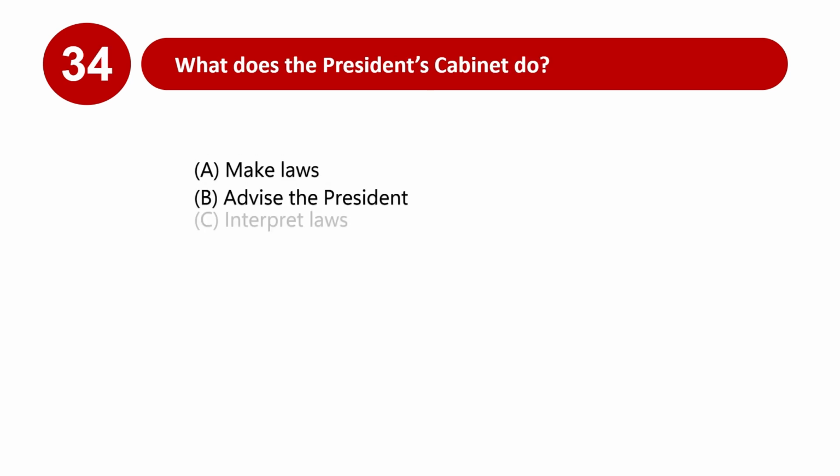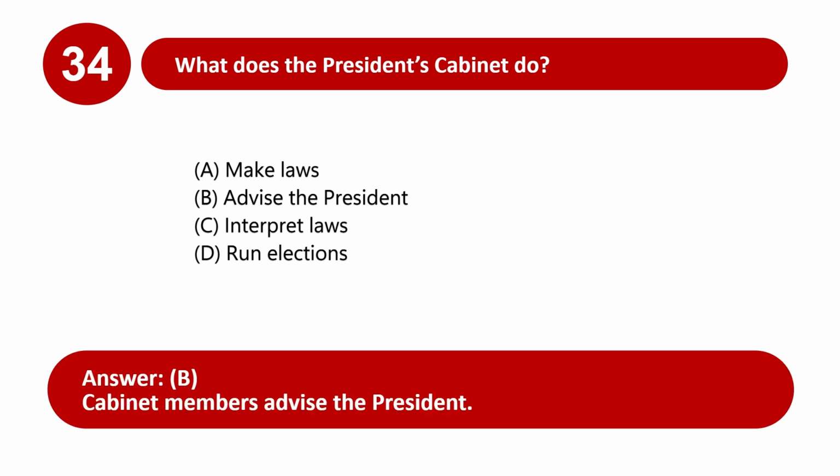What does the President's cabinet do? A. Make laws. B. Advise the President. C. Interpret laws. D. Run elections. Answer B. Cabinet members advise the President.